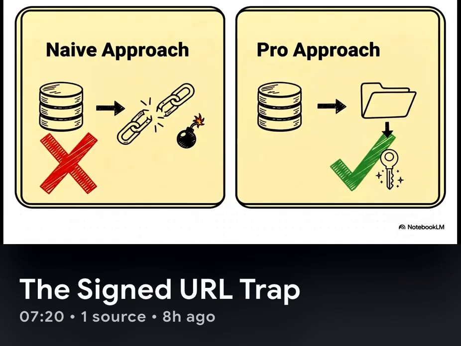Okay, the entire problem boils down to what you see right here. On the left, you've got the naive approach. This is where you save that temporary, expiring URL straight into your database. And that link, well, it's basically designed to die. It's a disaster waiting to happen. But on the right, that's the professional approach. We save a permanent file path. The URL? Oh, that's just a disposable thing we create on the fly, only when someone actually needs it. This one little change in thinking, it's the key to everything. It's a total game changer.